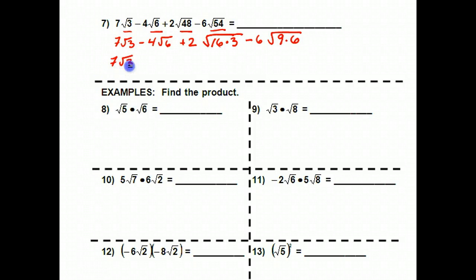So this stays the same, 7 roots of 3 minus 4 roots of 6 plus, now I've got square root of 16 gives me 4 times 2 is 8 roots of 3. Okay, so the perfect squares that I found in 48 I can take out of the root sign. So square root of 16 gives me 4. 4 times 2 is 8. Okay, and then the part that's not a perfect square I leave under the root sign.